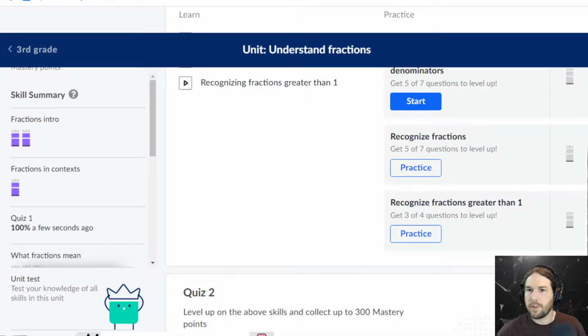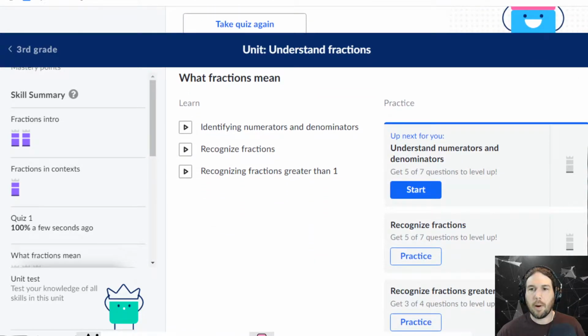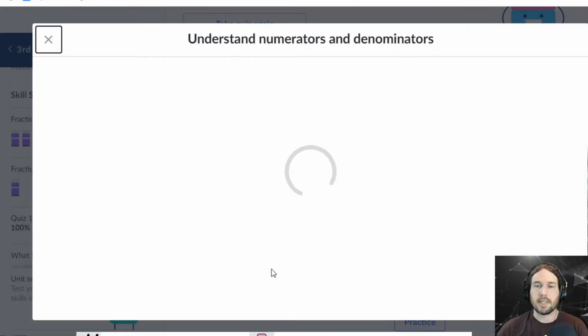Okay, we are moving right along. We're going to talk about what fractions mean. Hopefully we're going to be able to skip really quickly through this numerators and denominators thing because I explained why they are called numerator and denominator just a few minutes ago. So let's take a look.